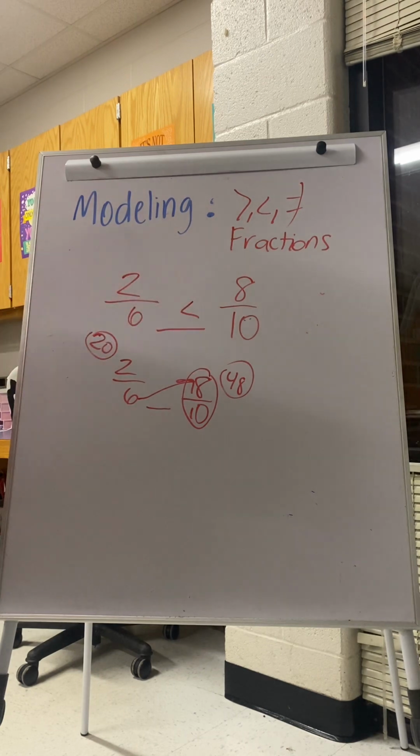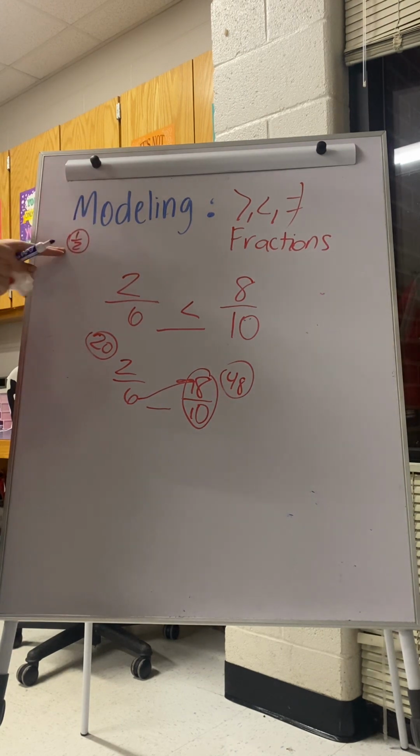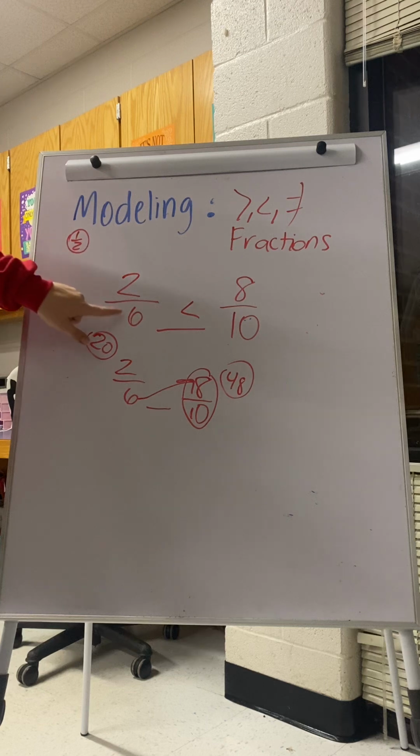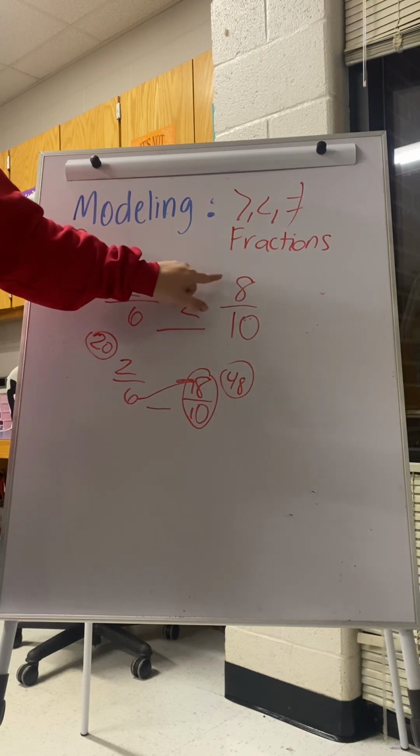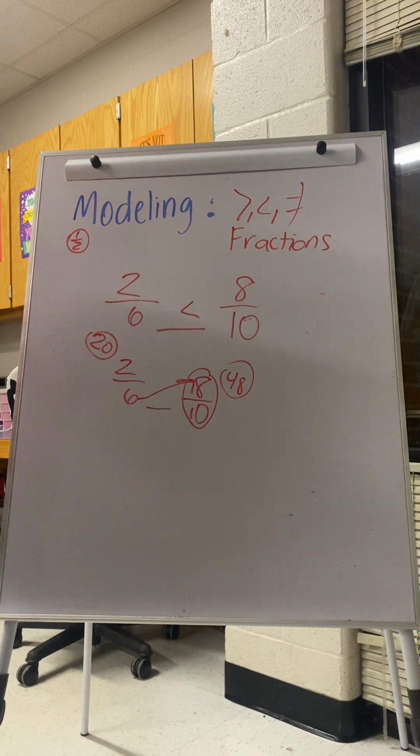Yes, you're right. But however, if I wanted to look at these and use the benchmark fraction 1/2, keep 1/2 over here in my pocket, because I see 2/6. And what's half of 6? 3. So if 3/6 is equal to 1/2, 2/6 is going to be less than 1/2. So this is smaller than 1/2, but 8/10, 8's really close to 10. And what's half of 10? 5, that's right. So 8/10 is bigger than 1/2. So if this is less than 1/2 and this is bigger, there should be no question that 8/10 is going to be the bigger fraction.